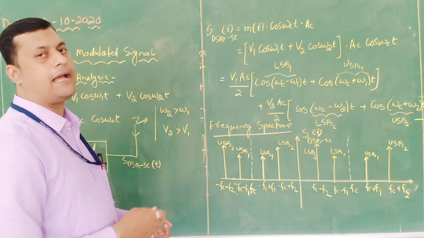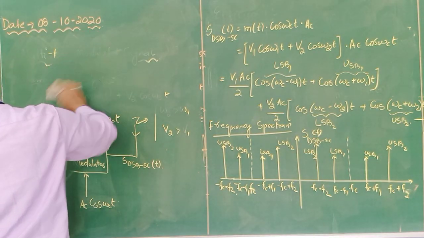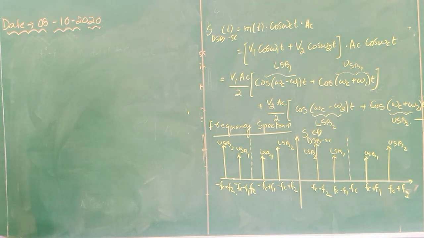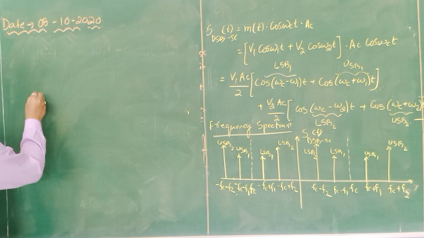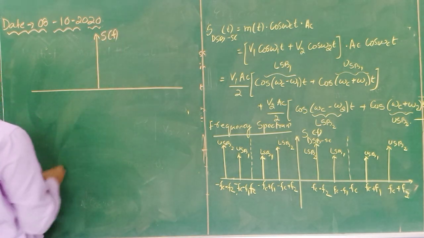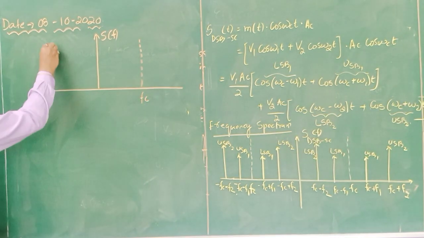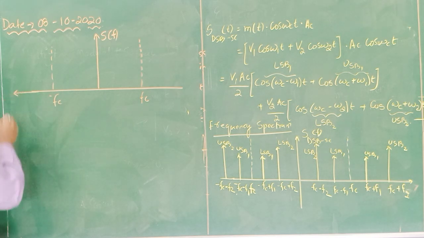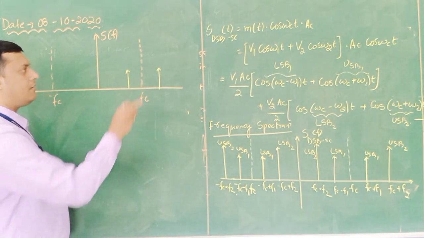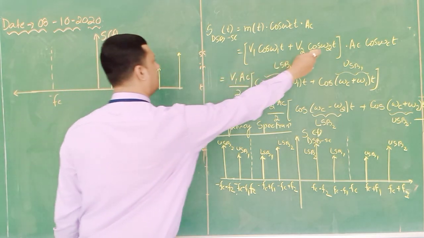Now we need to assign the amplitude. So how will we assign the amplitude or the power content in the particular spectral component? Let's see. So this is S of F, and the presence of carrier is this one, Fc. Here also it is minus Fc. This is the first sidebands for omega 1t, and these are the upper sideband and lower sideband for omega 2t.